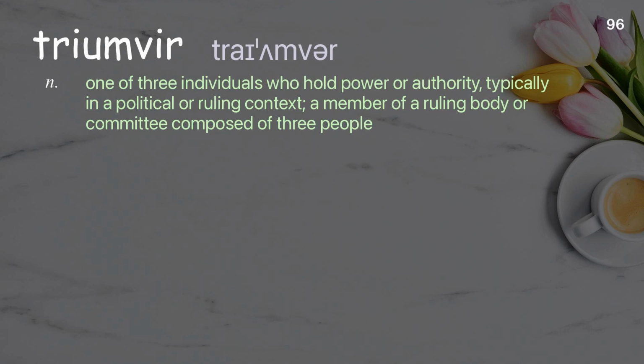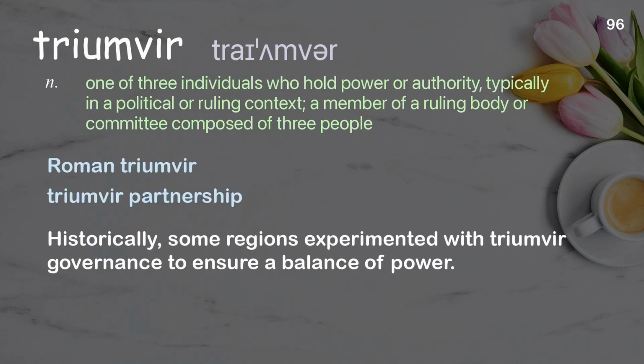Triumvir. One of three individuals who hold power or authority, typically in a political or ruling context, a member of a ruling body or committee composed of three people. Examples. Roman Triumvir. Triumvir Partnership. Historically, some regions experimented with triumvir governance to ensure a balance of power.